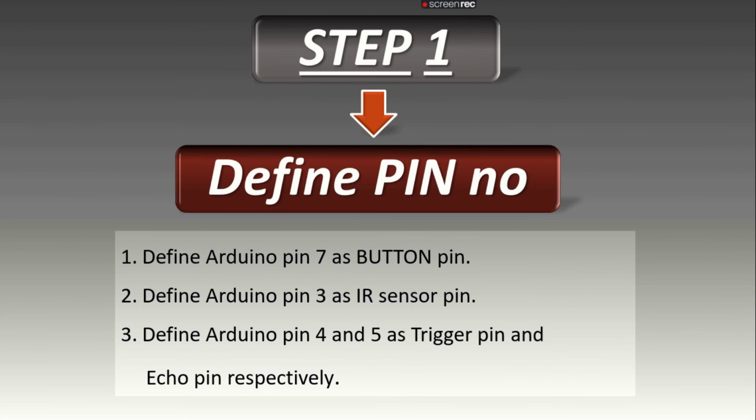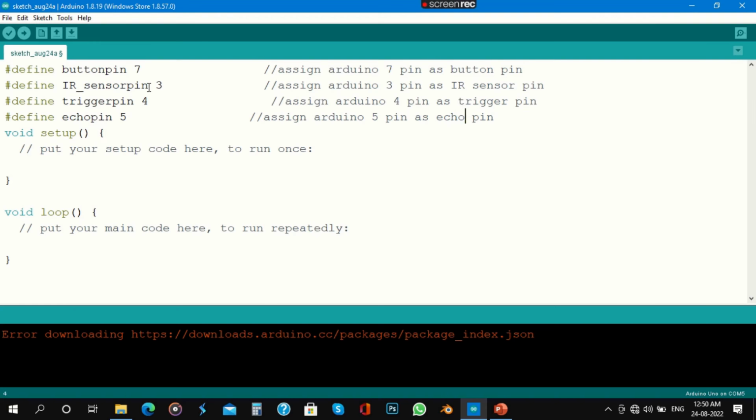At first, define Arduino pin numbers for the sensors and output by using variables. You can choose any other pin for your sensors. Define Arduino pin 7 as the button pin. Define Arduino pin 3 as the IR sensor pin. Define Arduino pin 4 as the trigger pin. Define Arduino pin 5 as the echo pin.